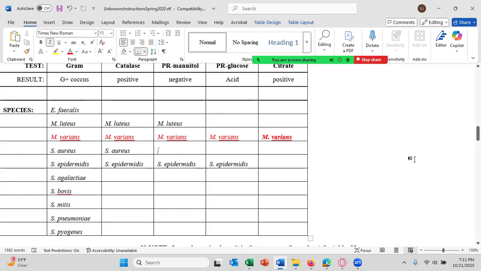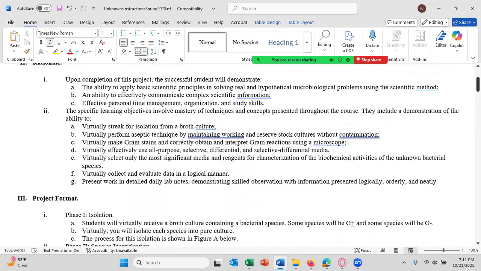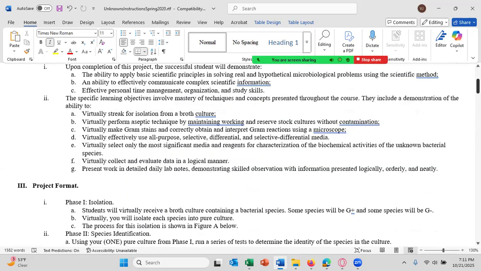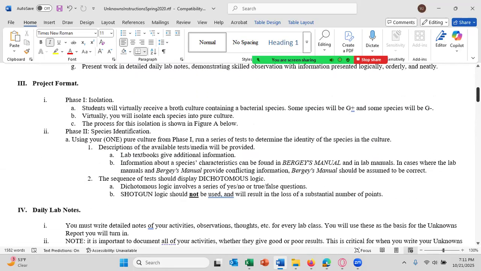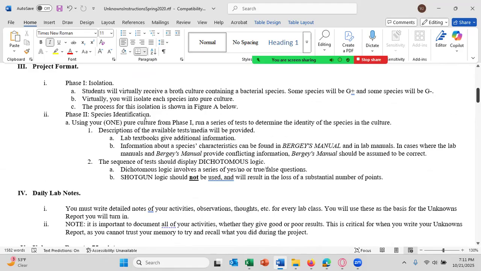If you don't use dichotomous logic, you'll get a penalty, meaning I will allow it, but this project is supposed to use dichotomous logic. You can read about the rationale. The project format, everything is going to be done virtually, so you won't be working with any cultures, but you do need to request different tests other than the three tests I've decided for you at the very start.